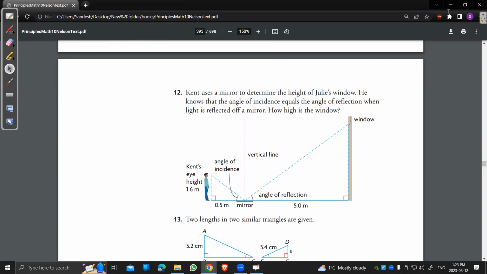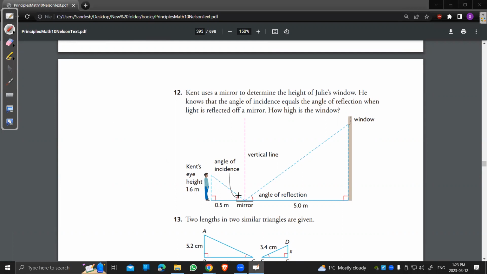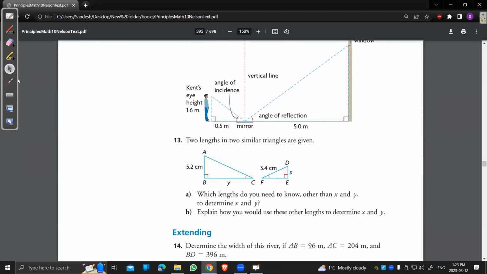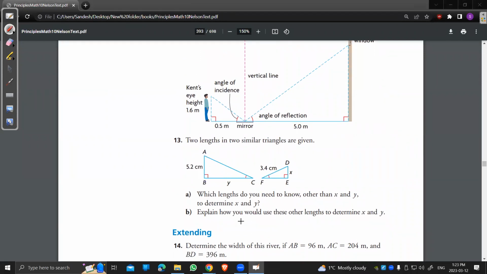This one is super easy. Look at this. Again, opposite angles, right angles, they're similar. The scale factor is 10, right? 0.5 to 5, that means 10. This window is 16 meters because the scale factor is 10. One and done, easy. It says find the length.